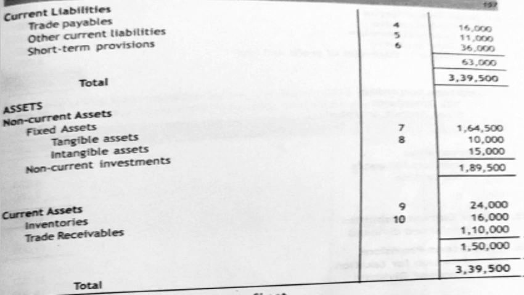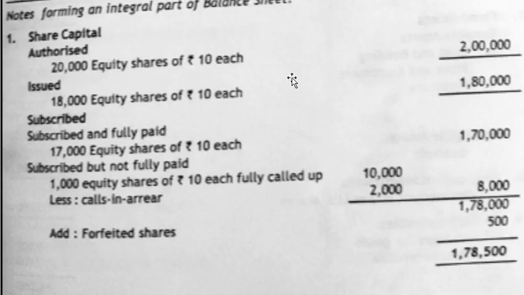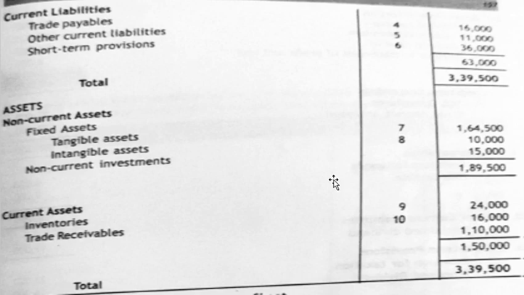Next we have non-current investments. We have non-current investments in Z Limited shares, which is 15,000. So we have 15,000 non-current investments under working note 8, which will give you the total of 1,89,500.